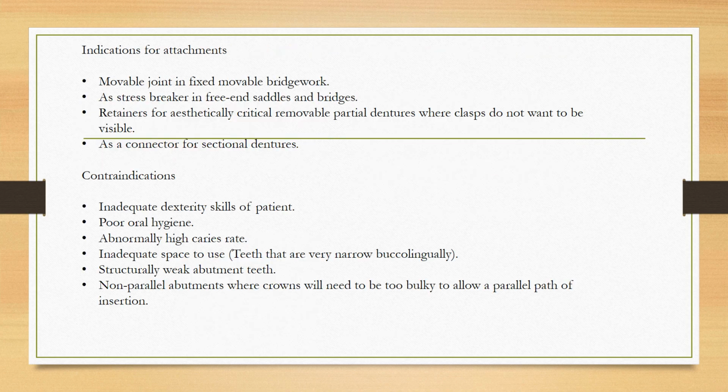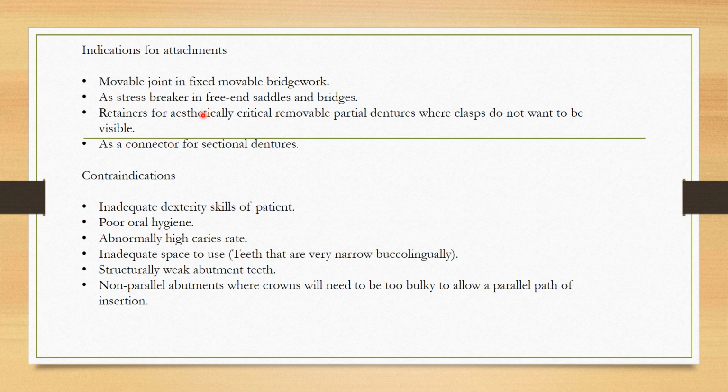Now coming to the indications for attachments. There are many indications and contraindications for these attachments to be used. First of them is a movable joint in fixed movable bridgework. If you have to design a prosthesis where one portion is fixed and the other is mobile, like a fixed bridge in the anteriors and the rest of the distal extension is a CPD, there can be an attachment and it can be fixed.